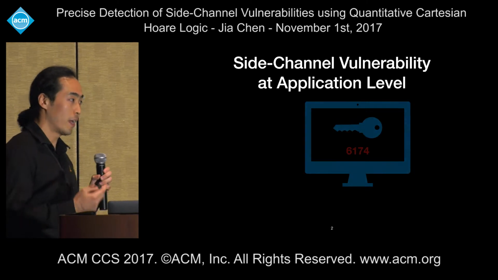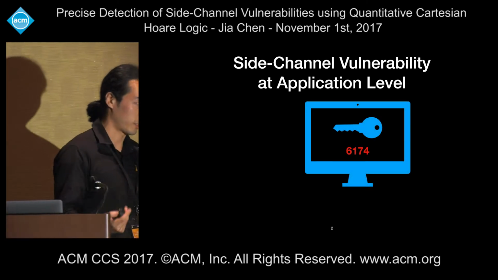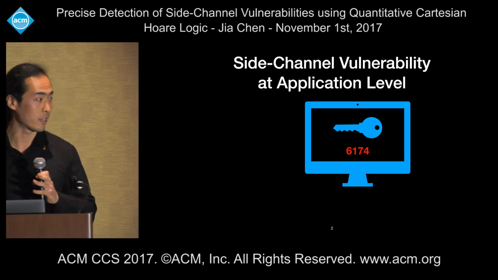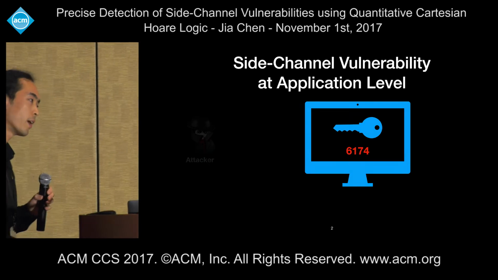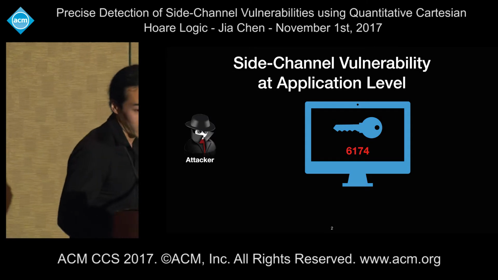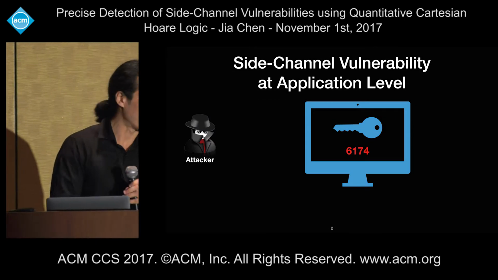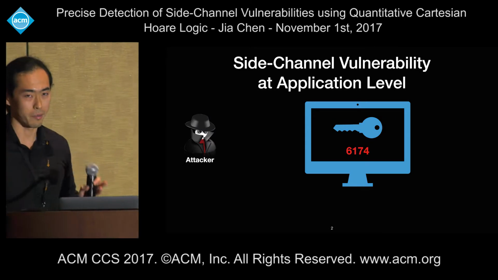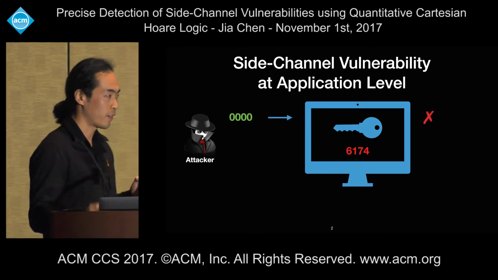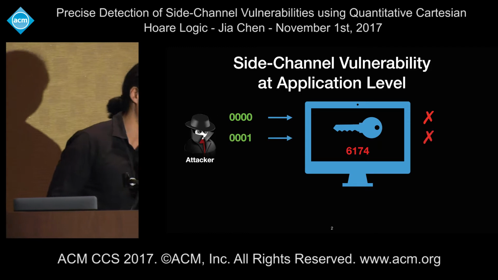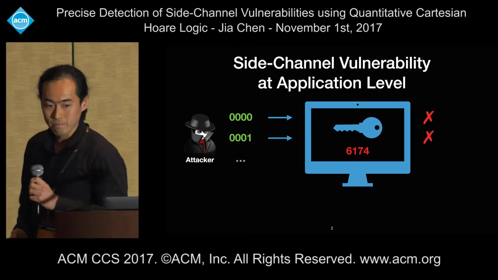We have a program, it stores some secret information. For the sake of simplicity, let's just assume that the secret information in this case is a 4-digit combination, okay? And we also have the attacker who wants to learn the secret. And if everything is properly secured, the best thing the attacker could do is just to try different combinations. And that obviously doesn't work because that requires an exponential number of trials.